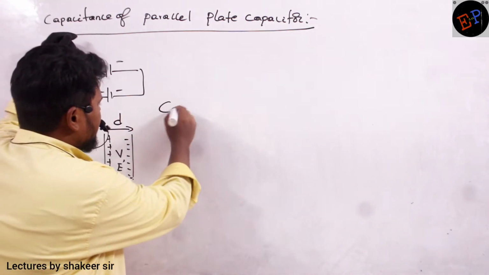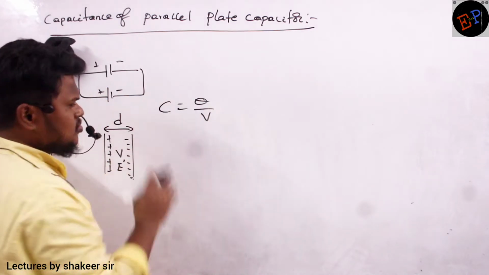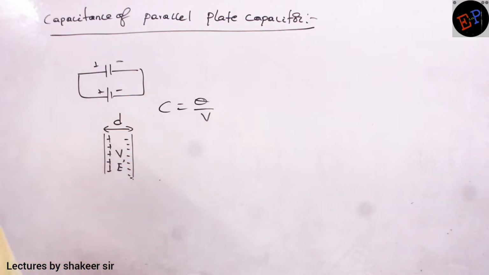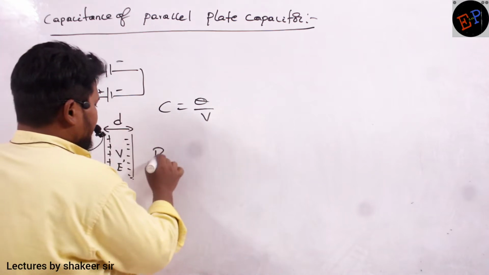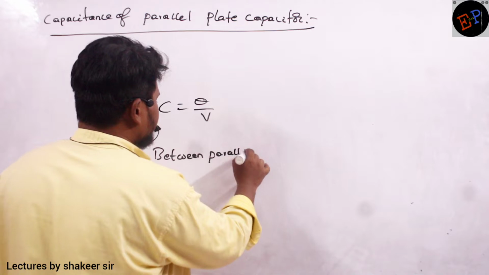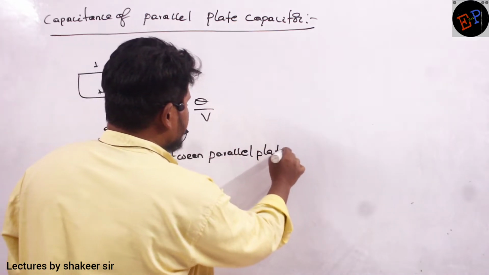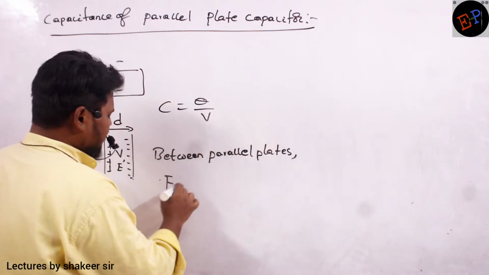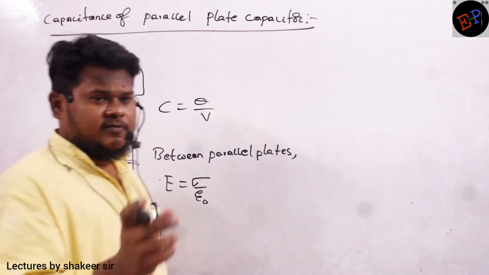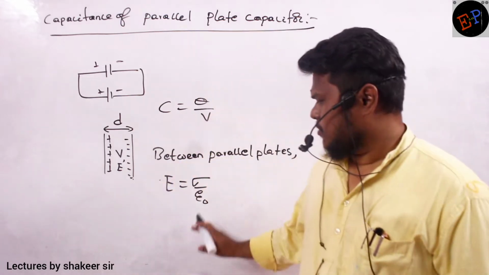See, what is the basic formula? C is equal to Q by V only, no? Q is the charge stored. And what is meant by V? V is the potential difference between the plates of the capacitor. So between parallel plates, electric field we have already calculated: sigma divided by epsilon naught. Do you remember? Electric field between two opposite plates is how much? Sigma by epsilon naught.